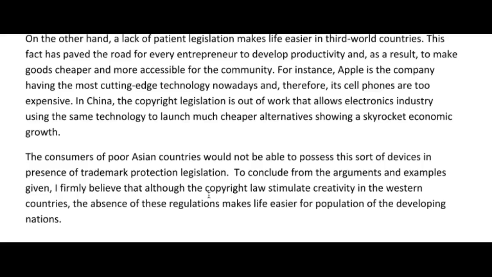The consumers of poor Asian countries would not be able to possess these sort of devices in the presence of trademark protection legislation. Okay, here's another tip. We cannot say "these" in the first line of the paragraph, because we don't know what we're referring to. It might be clear for you, but for the reader, I don't know. So here we'd have to say "mobile devices", and then we can refer to them as "these devices" once we've made it clear that we're talking about mobile phones, okay?